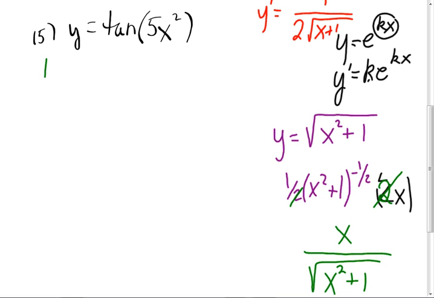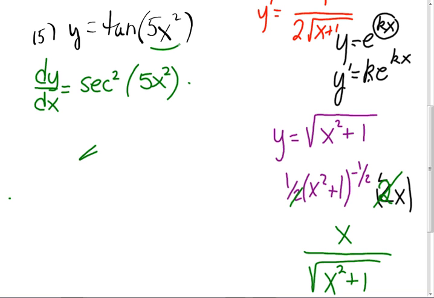Do you know what the derivative of the tangent is? Secant squared. No, I remember that. Now, what's my angle? It's 5x squared. Then you do times the derivative of this one, which is what? What's the derivative of 5x squared? 10x. Done. Now you have the first 5 problems done.